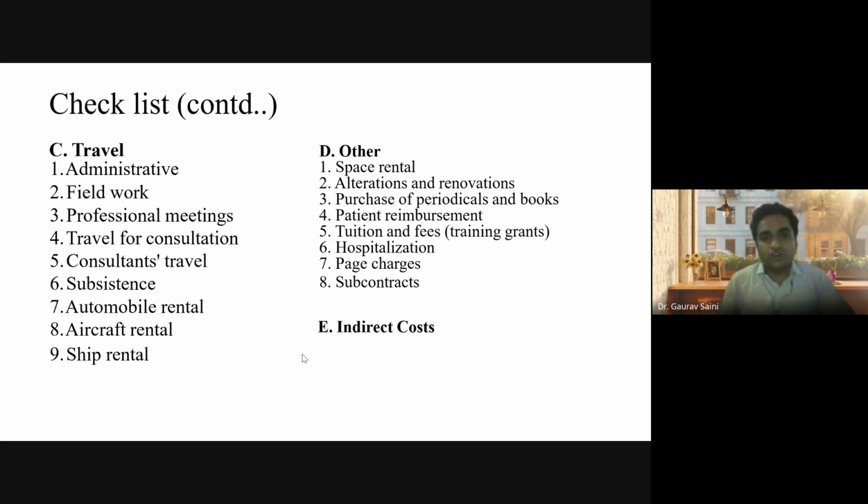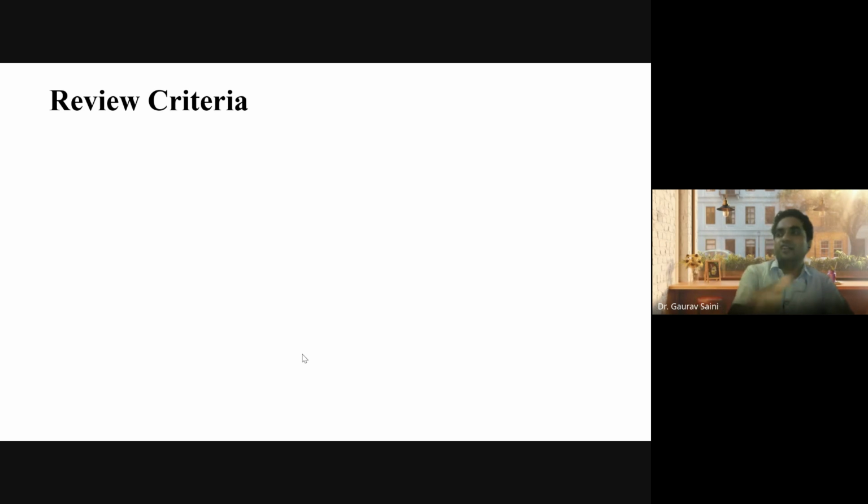And what are the indirect costs? Indirect costs are those not covered in the upper part, so they come under indirect costs.